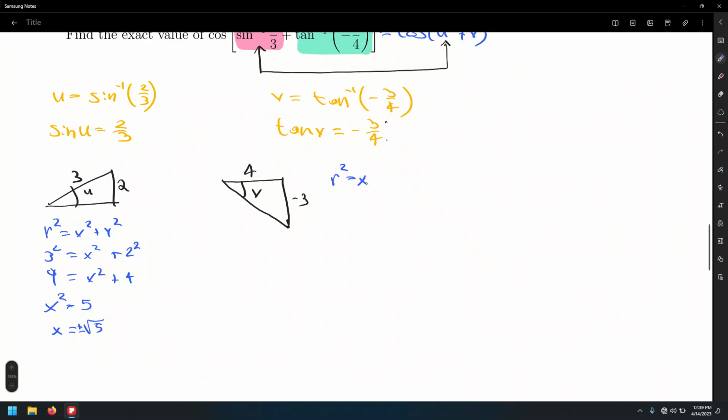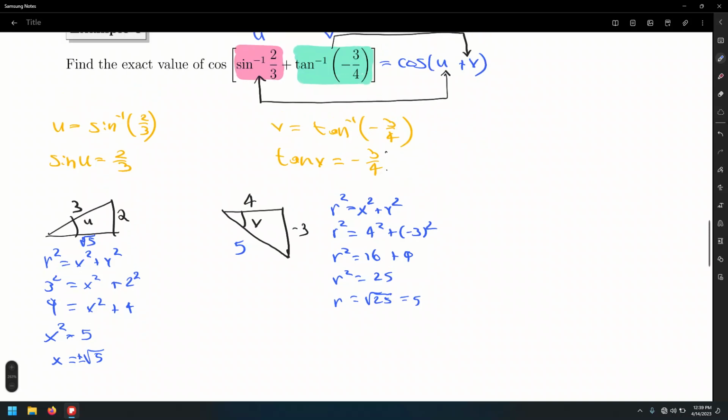That is r squared equals x squared plus y squared, so r squared equals 4 squared plus negative 3 squared. That's 16 plus 9, which is 25, and the square root of 25 equals 5. Although there is a plus or minus technically, keep in mind that the radius of the circle or the hypotenuse of the triangle is always taken as positive. And I think we have all the information that we need to compute this value.